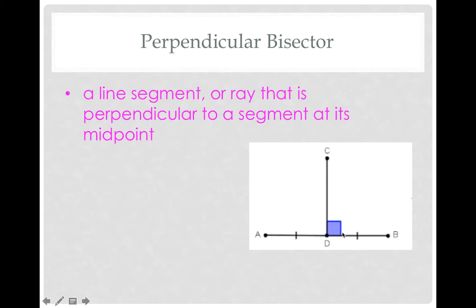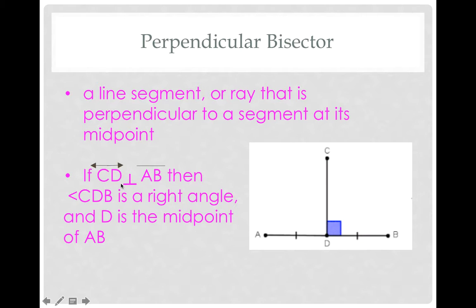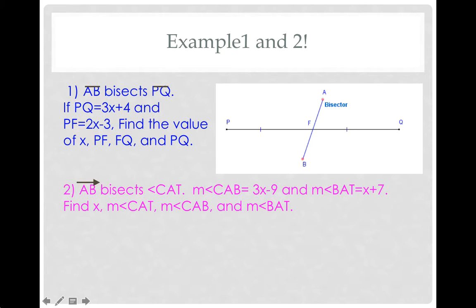Okay, so if you see here, CD is a perpendicular bisector because when it slices through segment AB, it forms a 90-degree angle and it hits the midpoint, and I know that because there are two congruent segments right there. All right, so line CD is perpendicular to segment AB. And since it is, that means that CDB is a right angle, and also that D is the midpoint, so yay.